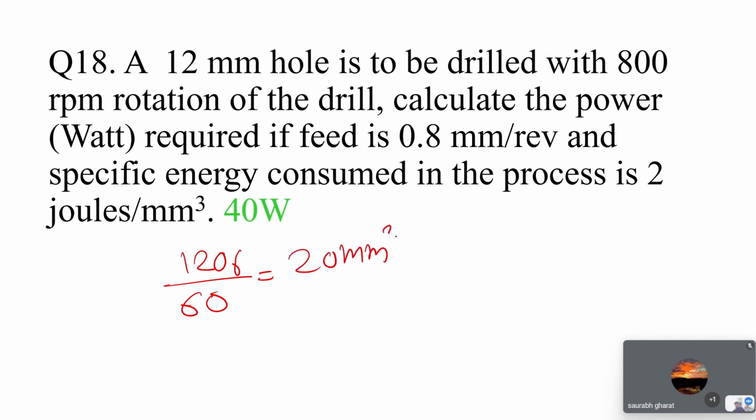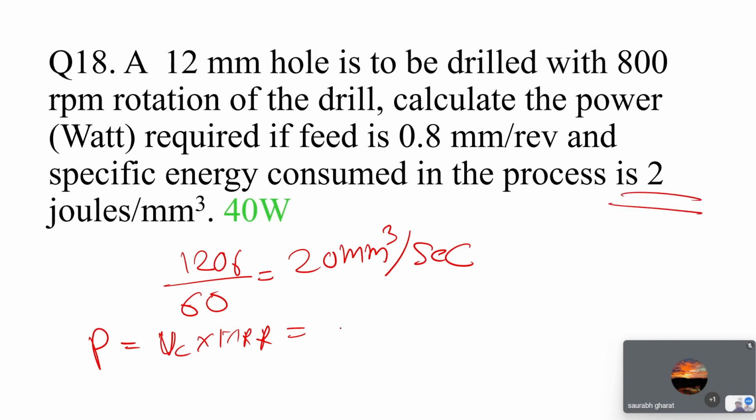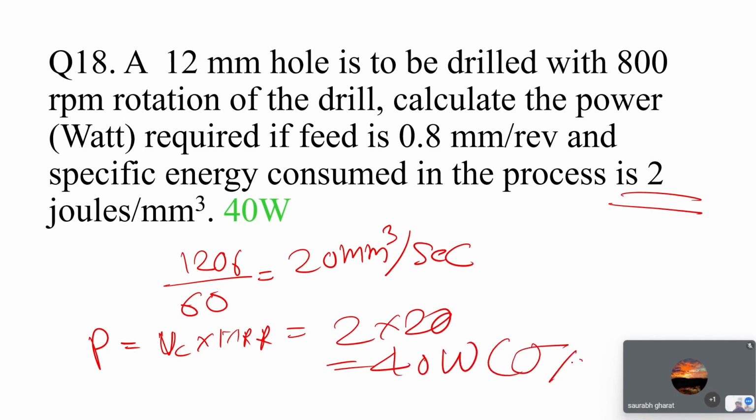Okay, in drilling you have to see these things and be assured with these things. So your power will be equal to UC into MRR. It is given, 2 into 20 is 40 watt, which is joule per second. Okay, this is 40 watt is your answer. This is the problem.